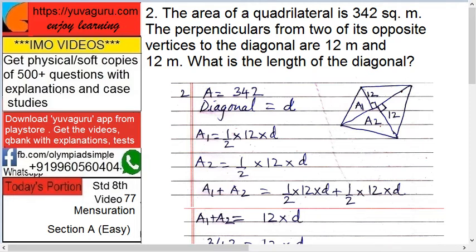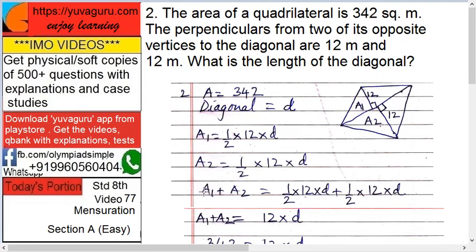Okay, let's do it. Area equals 342. Let diagonal equal D. This length is D. So A1 equals what? The area of this triangle is half into base into height, half into D, where the base is D and the height is 12. Okay, what is A2? Same, 1 upon 2 into 12 into D.